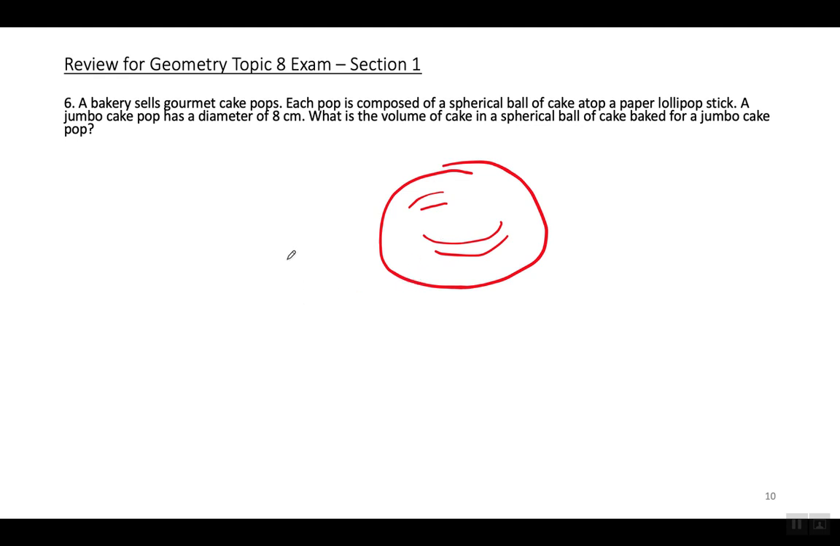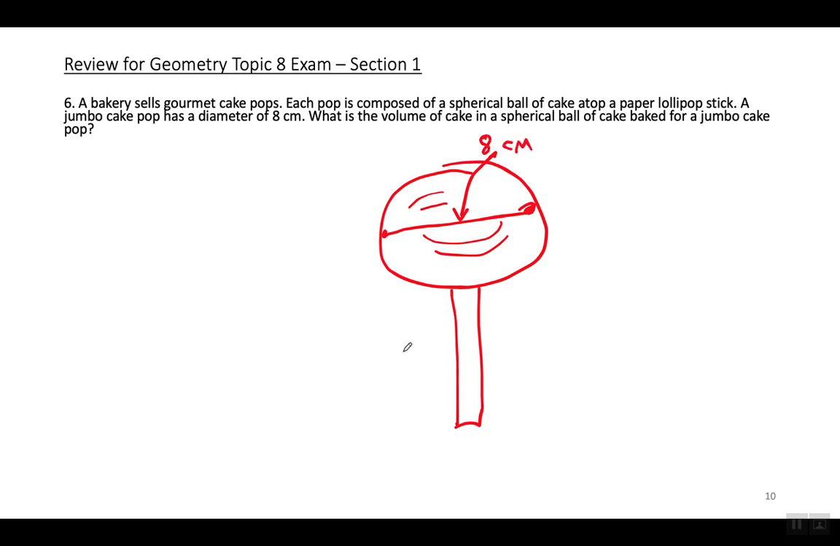So it sells these little pastries that consist of a sphere, which is a ball of cake on top of a lollipop stick. I don't understand what they mean by that. It's made out of paper? I don't get it. But whatever, let's just pretend there's a stick here. So a paper lollipop stick. Now it has a diameter. I think this drawing is coming out pretty good considering I'm just improvising here. It has a diameter of 8 centimeters.